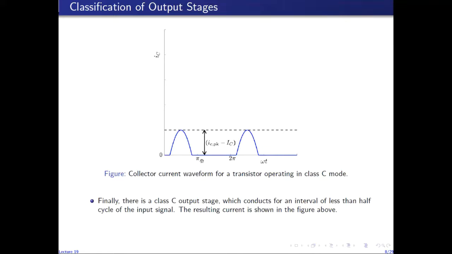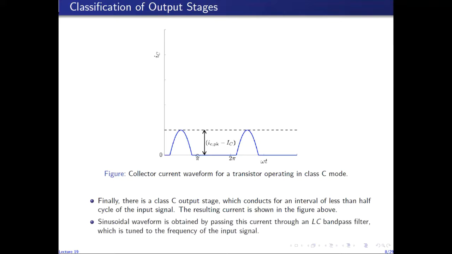So in this case, because this waveform is not sinusoidal, this is the output waveform of the class C output stage, and it's not sinusoidal, which means that it will contain harmonics. So we get rid of those harmonics by passing this waveform through an LC band pass filter, which is tuned to the frequency of the input signal. So that LC band pass filter will recover the sinusoidal signal from this waveform, whose frequency is equal to the frequency of the input signal, and it will reject all the other harmonics. So this waveform is passed through an LC bandpass filter, which generates the required sinusoidal signal at the output.